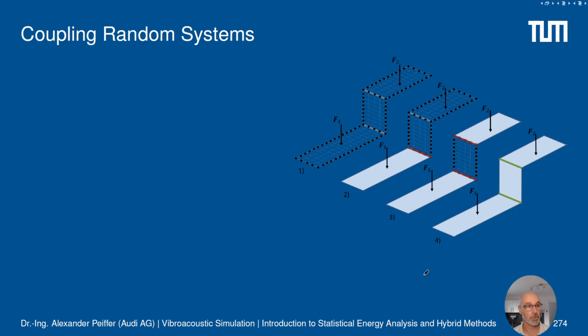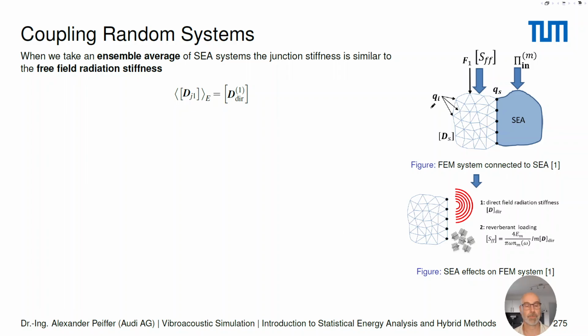Now the question is, what is happening if we are coupling random systems? And here the situation is slightly different. So let's have a deeper look into this. Just imagine that we have some deterministic system and we have an SEA subsystem which is random, and they are connected. The question is now, how can this SEA subsystem be modeled?